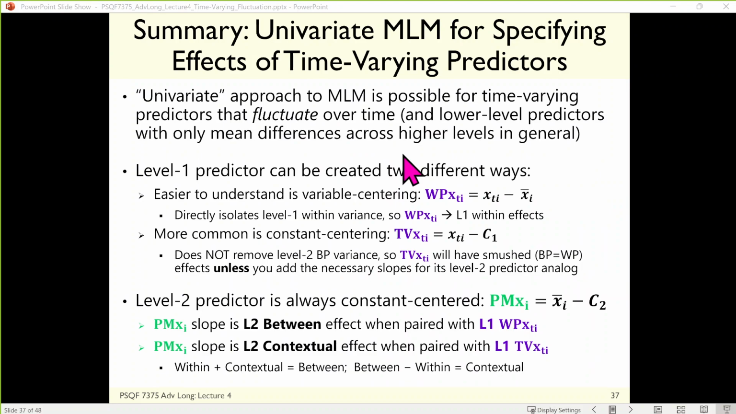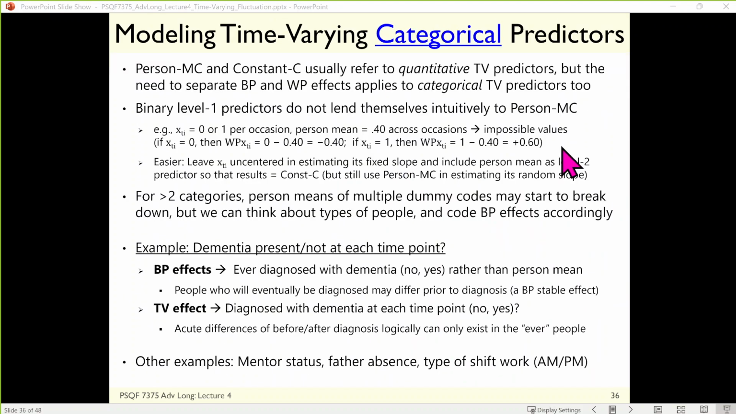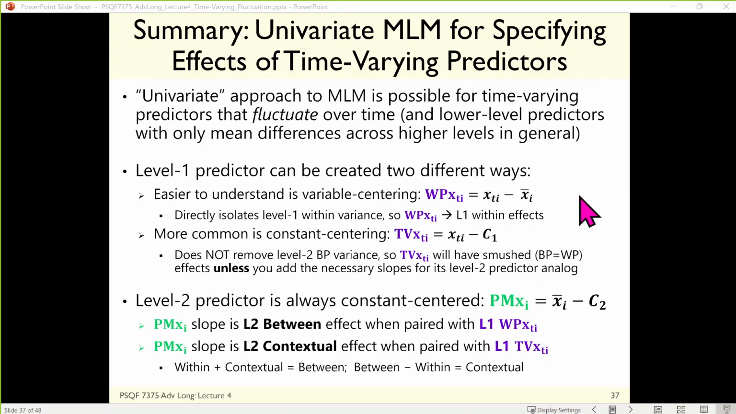We'll see. Oh, good. We're at a summary slide. That always makes me happy. Other questions? All right, so this is what we've covered so far. Person mean centering versus constant centering.